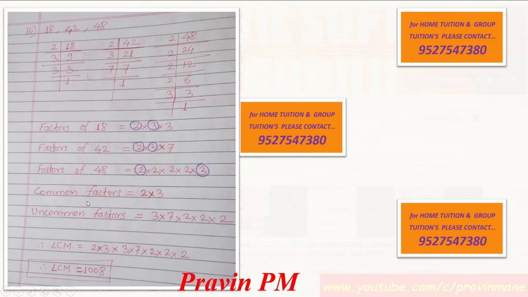So here common factors. Uncommon factors: 3, 1 time 3. 7 is uncommon and these 2, 2, 2, 3 times 2 is uncommon. So LCM is equal to multiplication of common factors as well as uncommon factors. That is 1008.